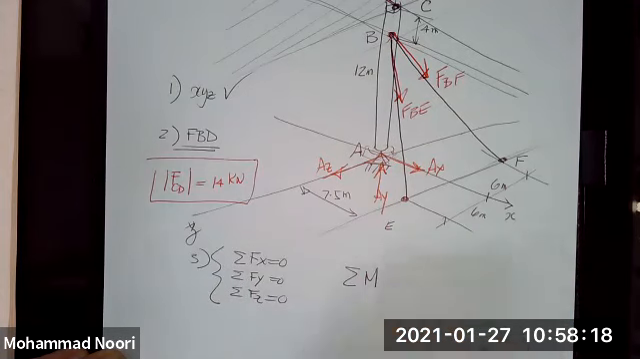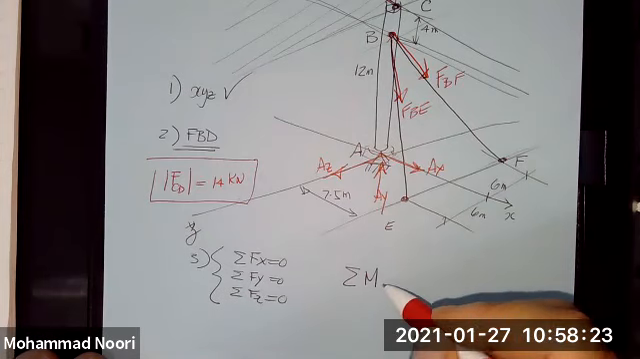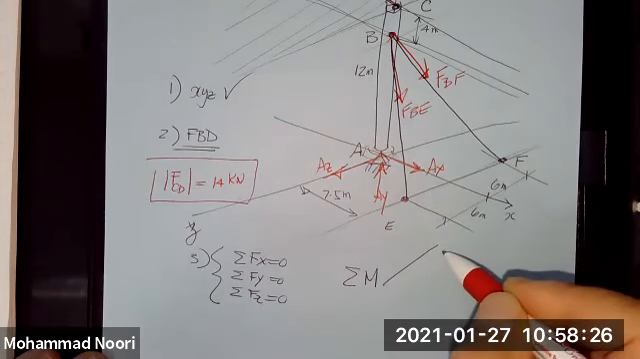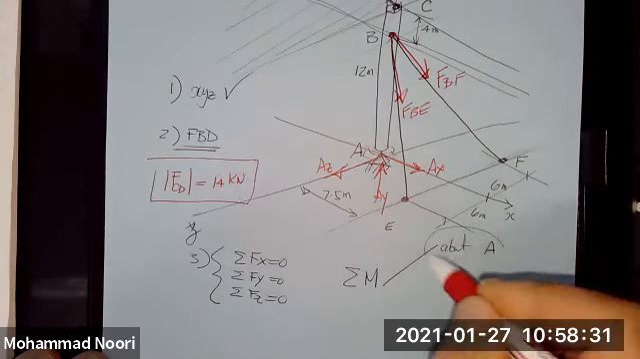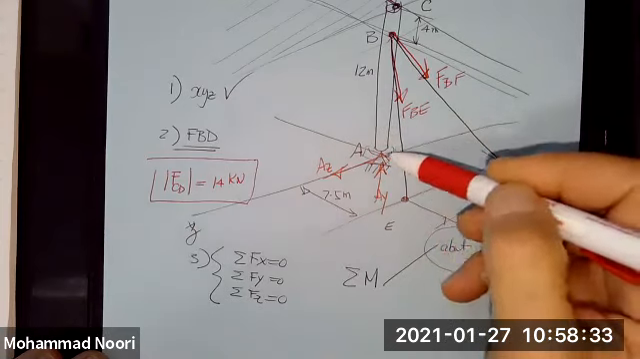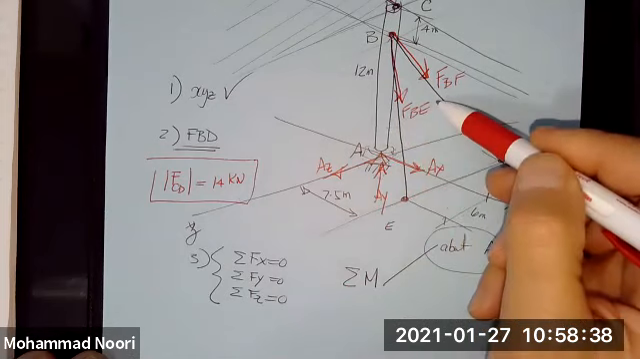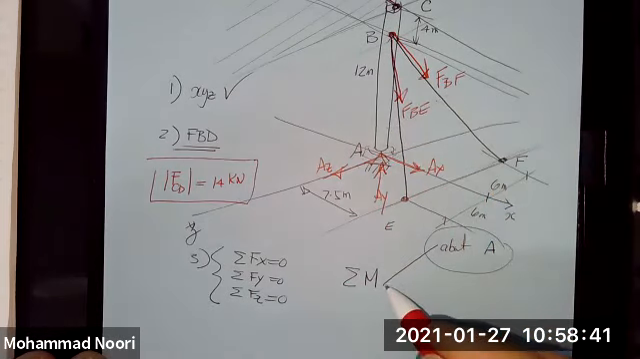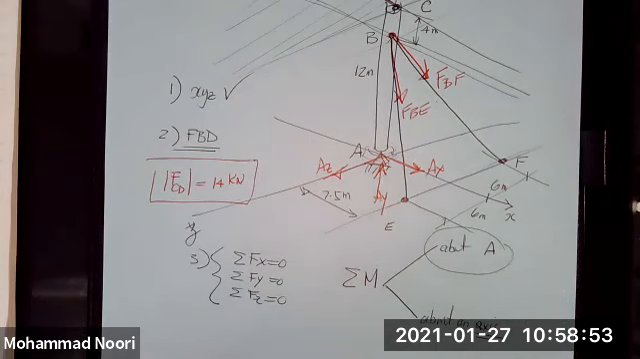And also summation of moment. What I said, I can take summation of moments about a point, for instance, about point A, where it allows me to get rid of these three unknowns. I only have two unknowns. Or I can take summation of moments about an axis if I can find an axis that allows me to get rid of all the unknowns except one.